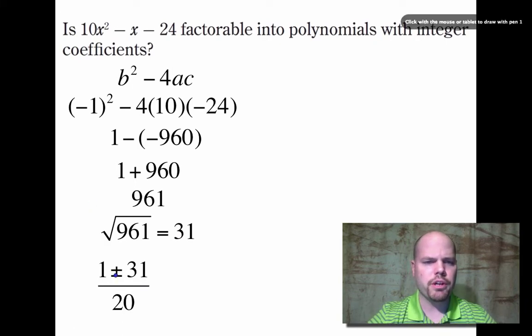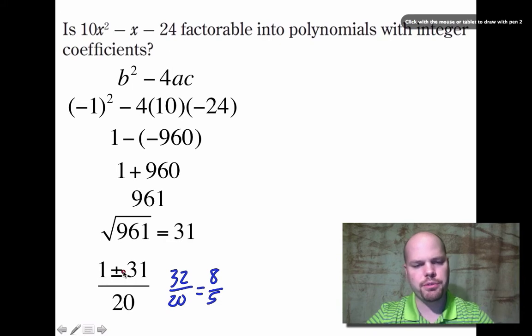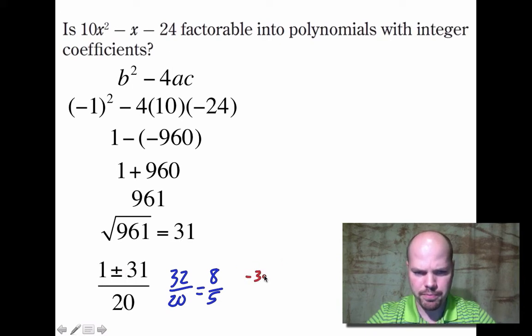So with the quadratic formula, we do the opposite of b, plus or minus the square root of the discriminant. So 31 in this case, over 2a, so over 20. So 1 plus 31 is 32 20ths. We can divide that by 4 and make it 8/5. And 1 minus 31 would be negative 30 over 20, which would be negative 3/2.